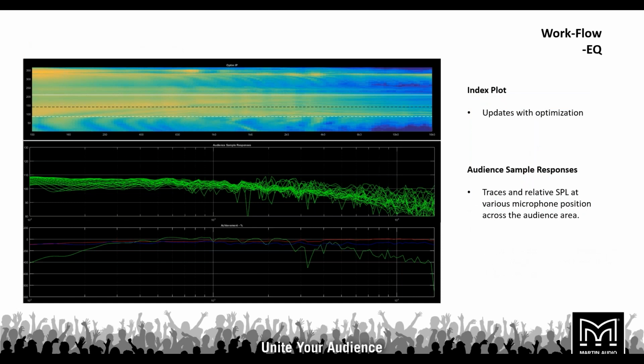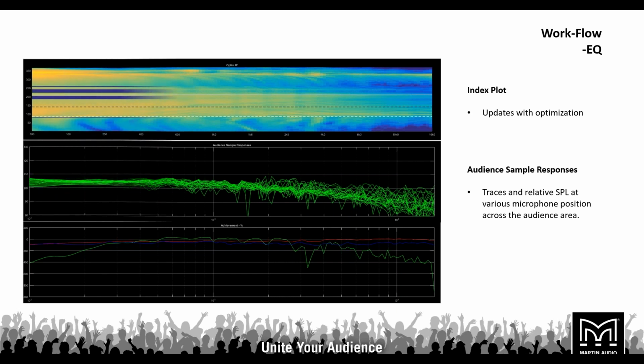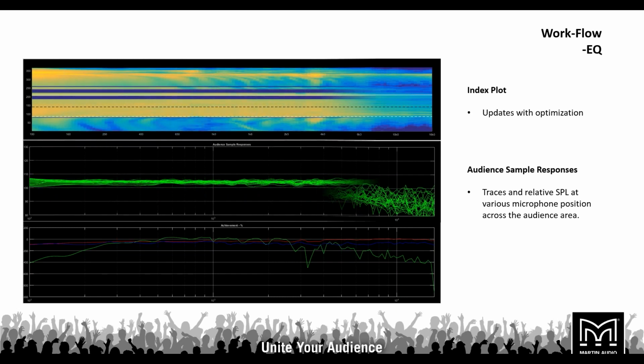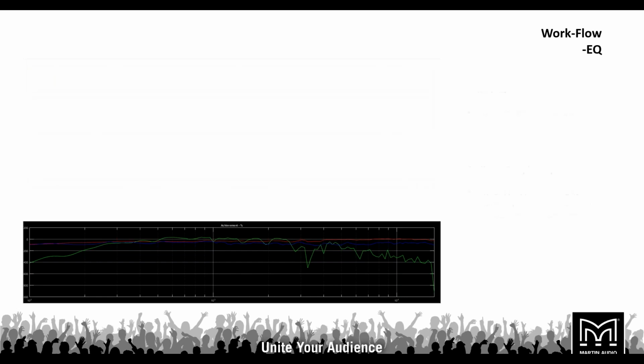All right, and this is what we see from the EQ tab. The index plot updates with optimization, just shows you what's going on. The audience sample responses show you the traces and relative SPL across the audience area at various microphone positions. And then let's run this and optimize that array really quickly. Nobody has ever done it that fast, I can tell you that.